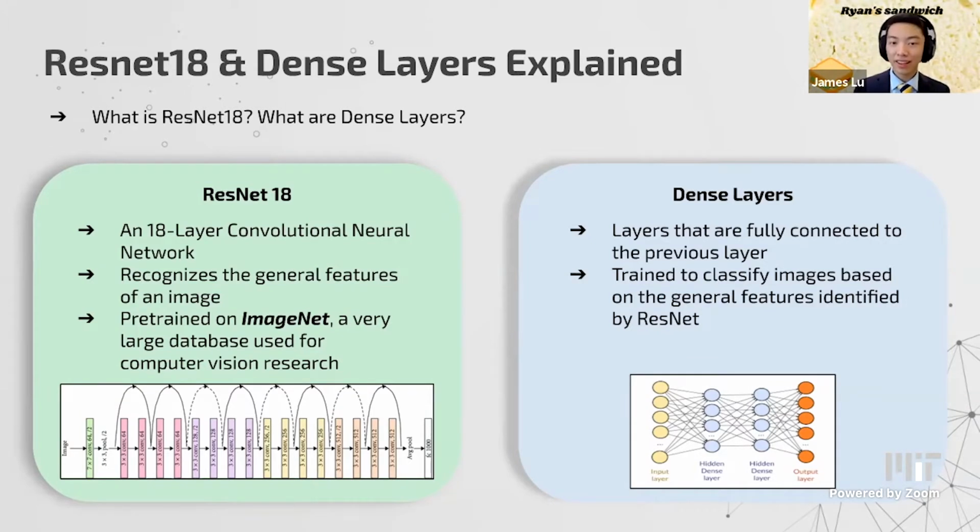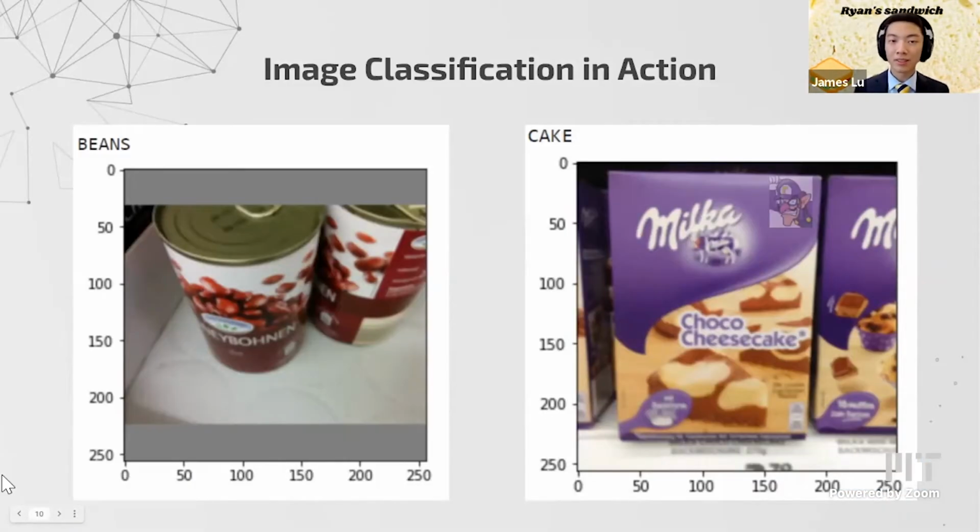ResNet18 is an 18-layer convolutional neural network, which is a type of neural network that excels at recognizing features and patterns in an image. Using transfer learning, we train ResNet to identify features and images of our dataset. These features were then passed into our dense layers, which were trained to classify an image based on its features. Here are some examples of this model in action. You can feed in an image of an object from various angles and lighting conditions, and the model will be able to classify which type of grocery item it is.